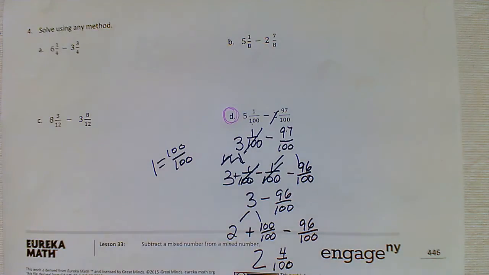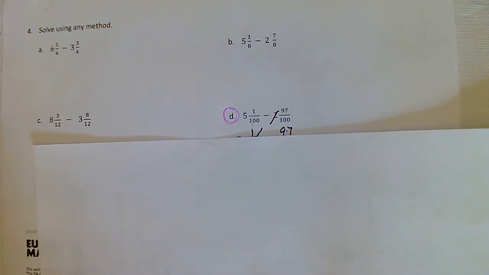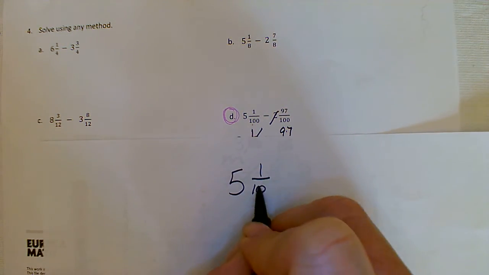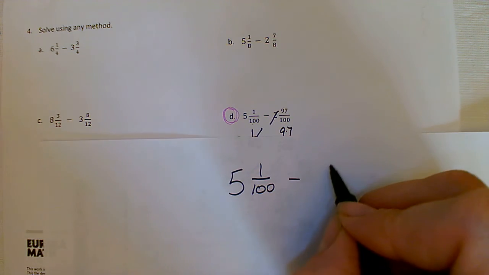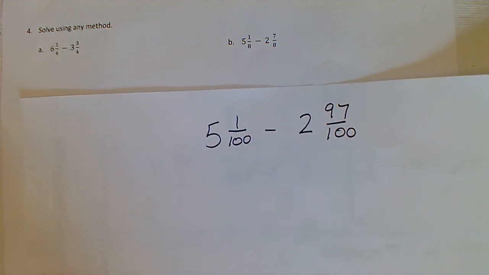Oh, and I went off camera. All right, so that was just such a mess. So I'm going to redo that vertical way for you right now on a separate piece of paper, just because I am not happy with what I did. So here we go. I'll do it quickly: 5 and 1 100th minus 2 and 97 100ths. So let's clean this mess up.